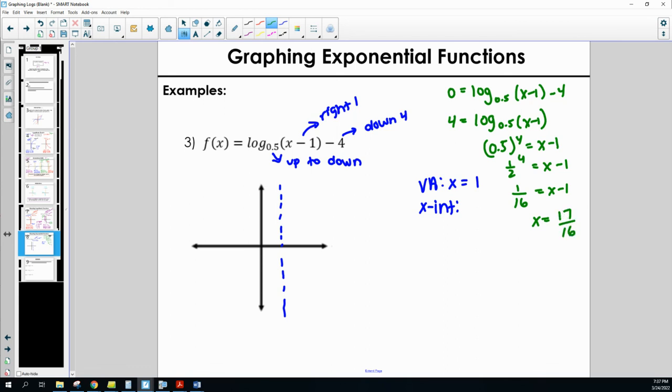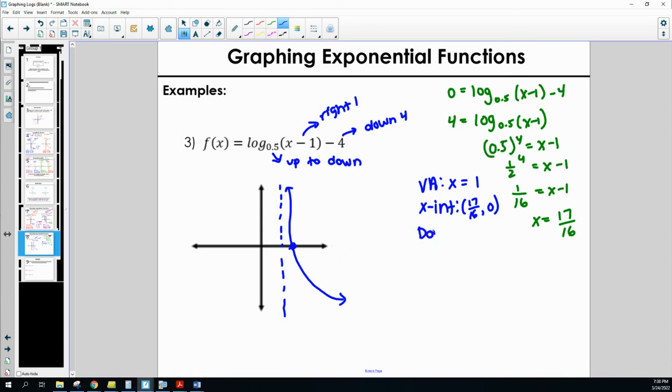And that should be about 1.06 or 1.03, something like that. So if you do it as a decimal, that's fine. I'm going to keep mine as a fraction here. So that's going to be 17 over 16, comma 0. So that's more than 1. So that dot's going to go about here. And then it did not change, so it's going to be an up to down function. So we're going to start up, and then we're going to go down.